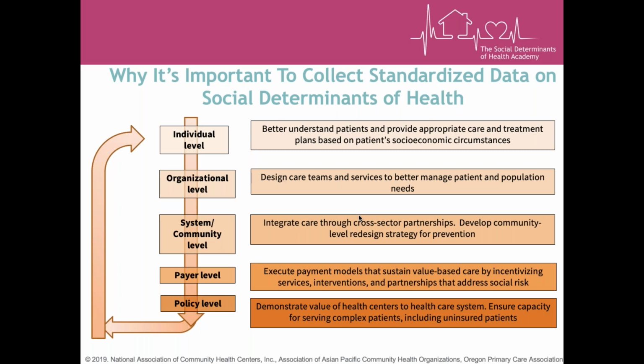how standardized data on both social determinants of health and enabling services can be useful to you. At an individual level, having that information really helps you better understand your patient populations and what their needs are. That can automatically inform the care and treatment plan provided at the point of care. Same with enabling services. If you're able to track what you're providing at an individual level, that will help you determine what interventions might work best for which kinds of populations and which kind of settings.